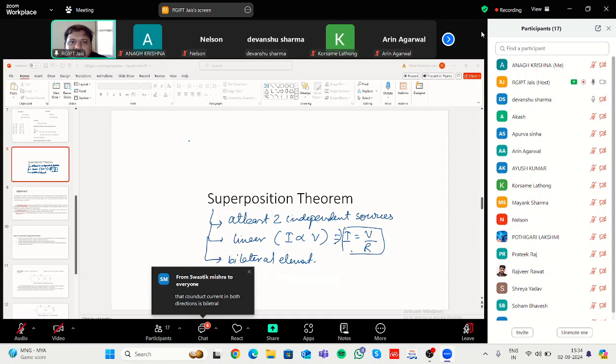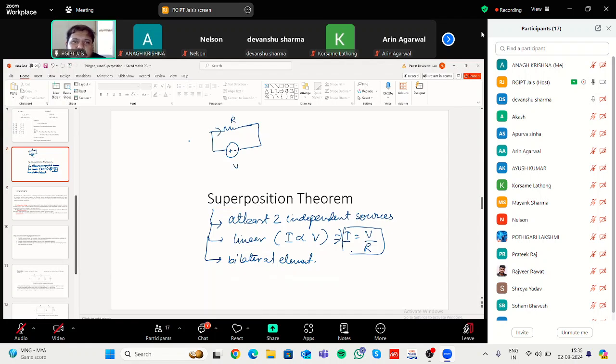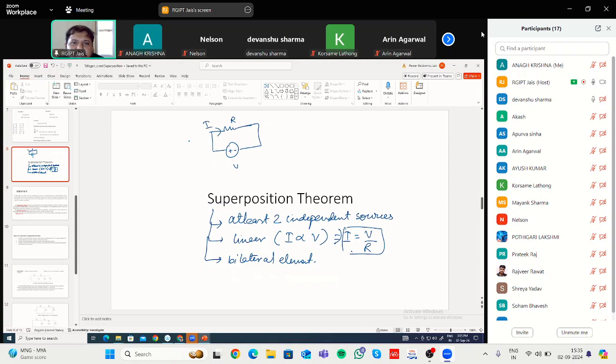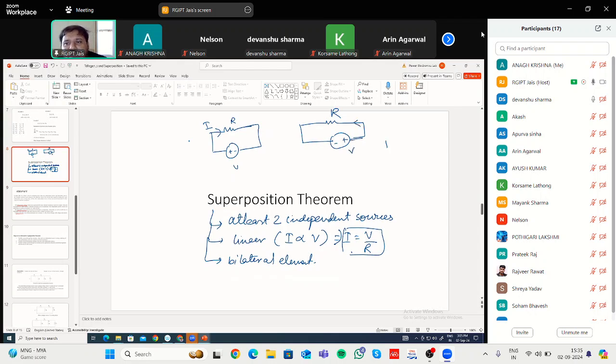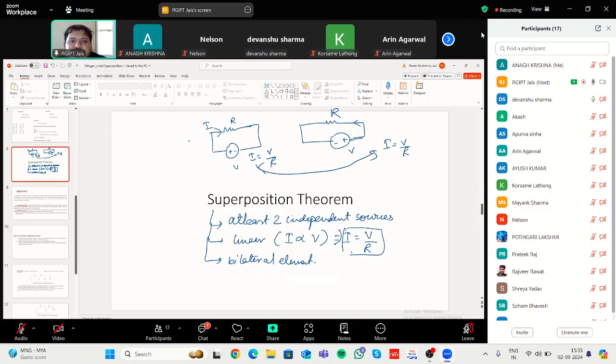That means if this is the resistance R, and this is the voltage source V, plus minus, then current I will be flowing in this direction. If you change the polarity of the voltage source, so this is plus, this is minus, and you apply the same resistance R here, then the current direction will change. The value of the current will still be V by R. So the current value remains the same, but initially the direction was from left to right, and now the direction is from right to left.